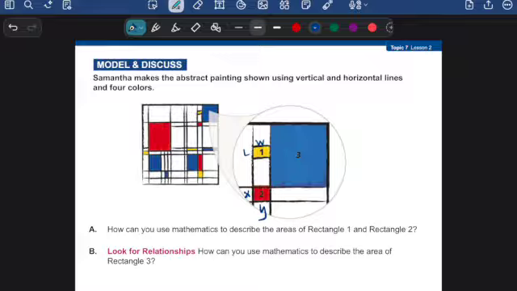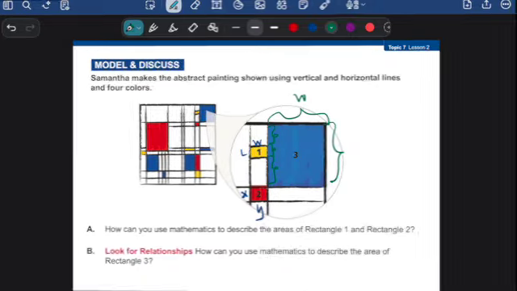What about for rectangle B? So what they want us to notice in rectangle B is this side is composed of 3 different segments. This segment, plus that segment, plus that segment. So we could add up those 3 different segments and then multiply it by the width, and we would get the area for rectangle 3.